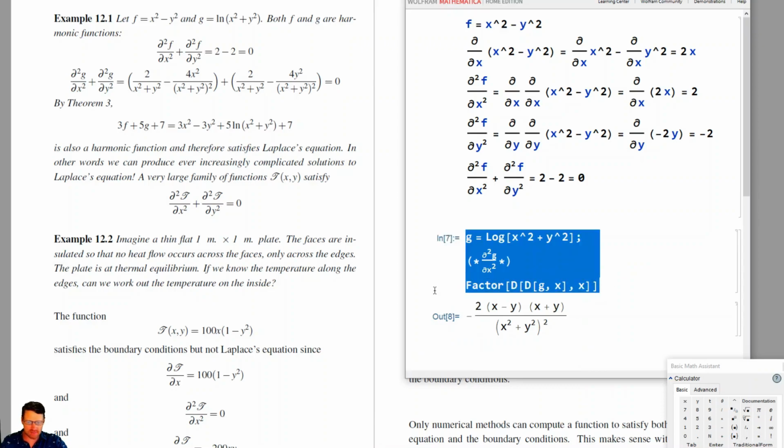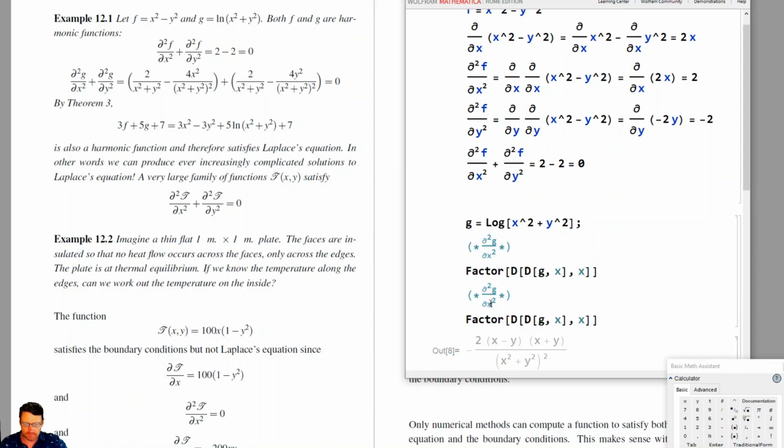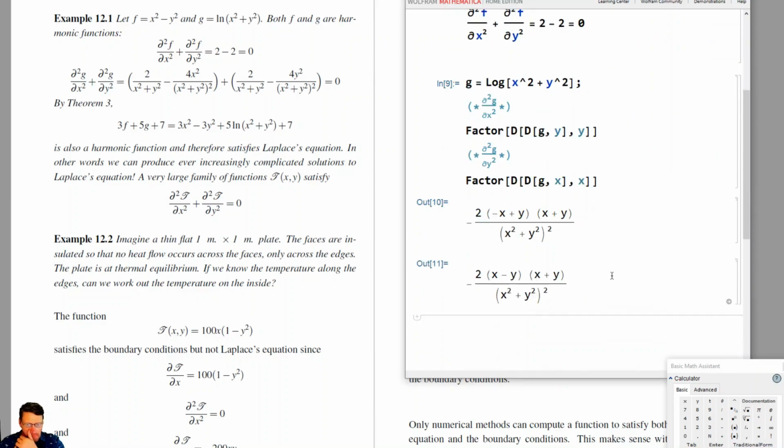Okay, now if we do the same thing with respect to y, you see these look very similar, right? Now the difference in these is that this first part of the numerator is the negative of the other one. So if I were to add these together, I would get 0 because this is the negative of this one right here. So we add those together and we get 0. Okay, so both of those functions f and g satisfy Laplace's equation.